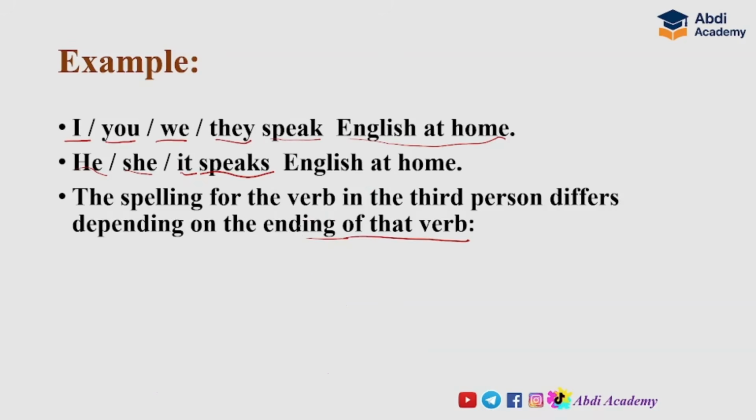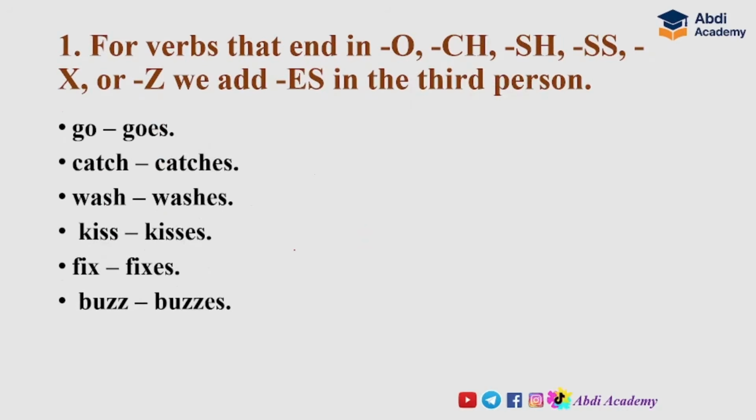Let's see together. So for the verbs that end in O, CH, SH, SS, X, Z, we add ES in the third person.